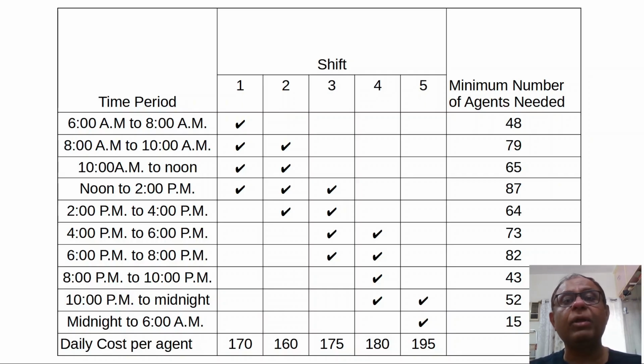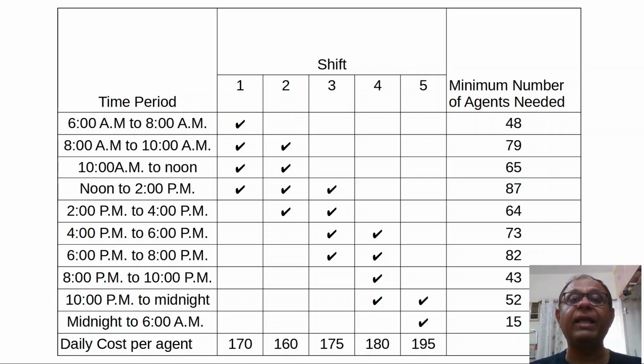Now, the agents can be called only in particular shifts. Shift number 1 starts from 6 a.m. and ends at 2 p.m. Shift number 2 starts from 8 a.m. and ends at 4 p.m. Shift number 3 starts at 12 noon and ends at 8 p.m. Shift number 4 starts at 4 p.m. and ends at midnight. And from midnight to 6 a.m. you have the last shift.